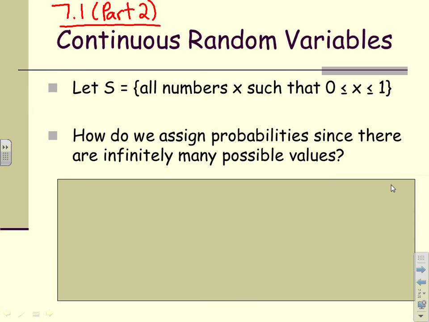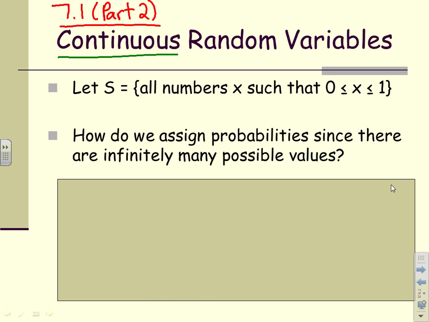Okay, so today's going to start the second part of our 7.1 lesson. Last time we spent most of our time talking about discrete random variables. Today we're going to talk about their counterpart, continuous random variables. And again, the word tells us kind of what's going on here. The values for a random variable could take any value between a certain given interval.